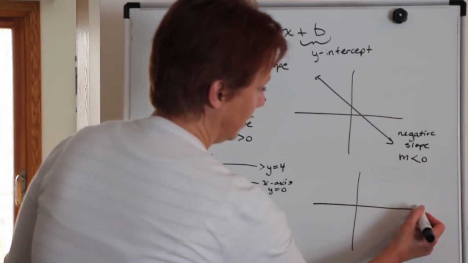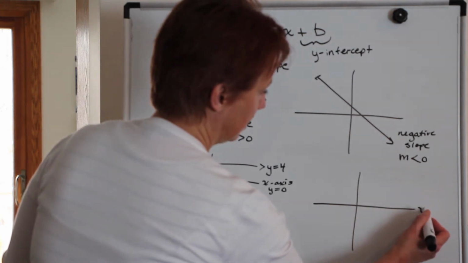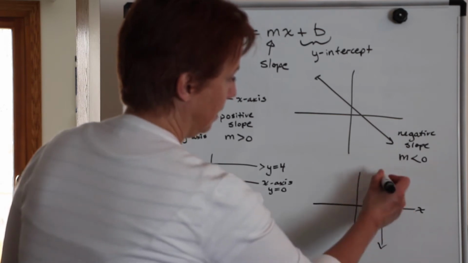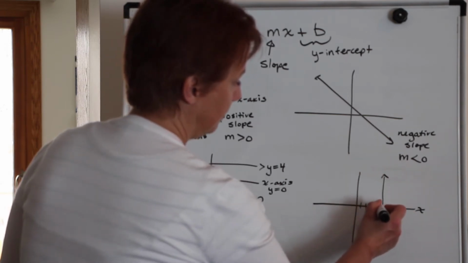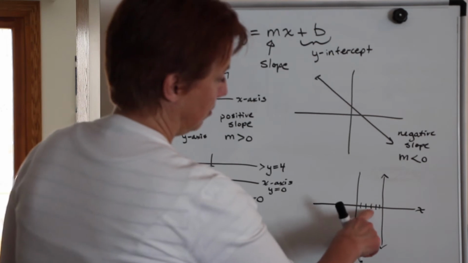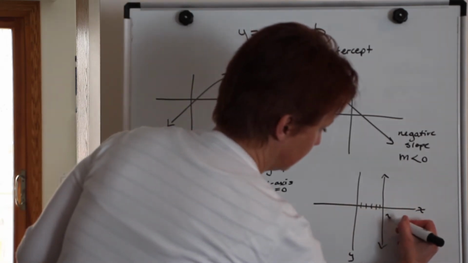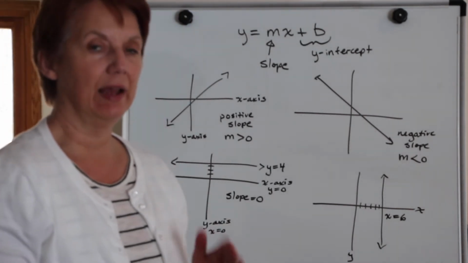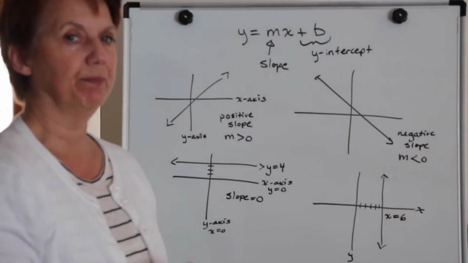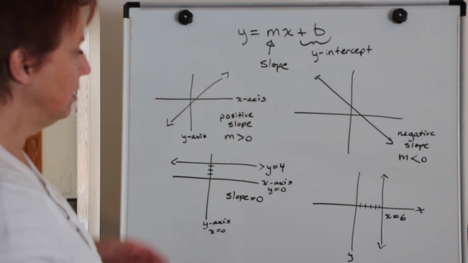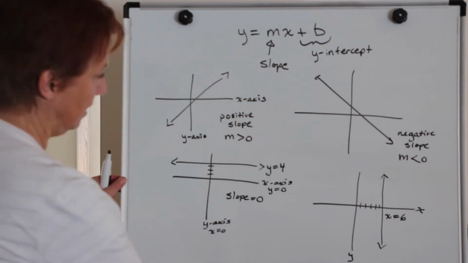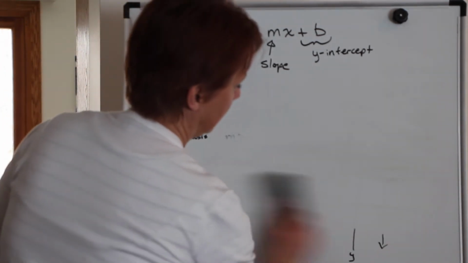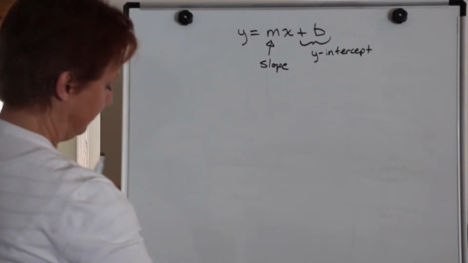But for now, let's take the xy axis one more time and let's draw a vertical line, okay? So this might be 1, 2, 3, 4, 5, x equals 6, okay? All vertical lines have an x equals equation. There's no y in them, all right? So those are your 4 types of lines that you're going to see. And now let's talk a little bit more about slope and about the y-intercept.